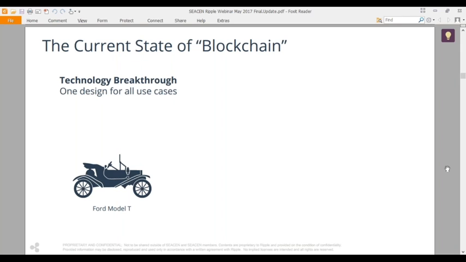It first starts with the technology breakthrough, where there's one design that we see potential with for many use cases. I'll use the car analogy here. The Ford Model T was one of the first automobiles. This was the technology breakthrough. But we saw lots of potential for many different use cases. However, we were restricted by only having one model. We had one design that we would have to force on many different use cases. Very quickly, we realized we need to specialize the design of the solution for the use case.